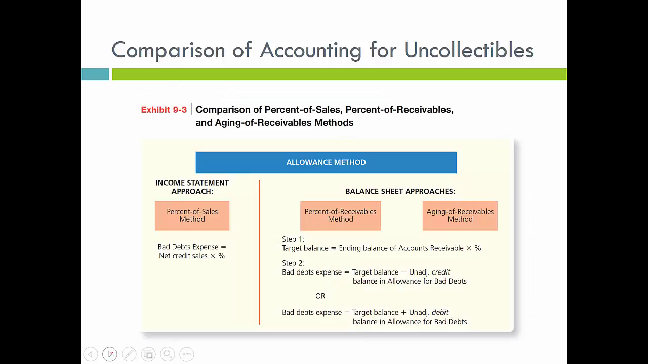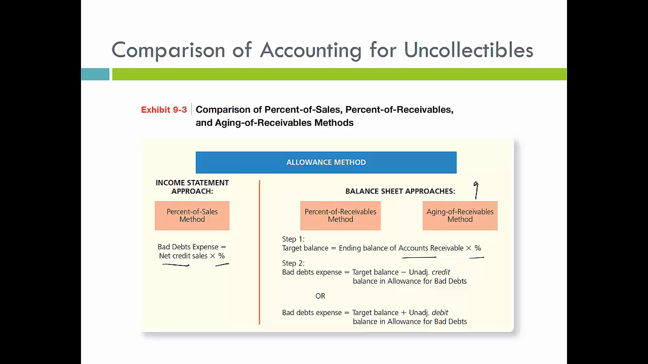And just a comparison of these three methods. If it's the income statement, the percent of sales, all I do is bad debt expense, and the amount of the bad debt expense is just the credit sales times that percent. For the balance sheet approaches, I have to take the accounts receivable balance times the percent to get the target balance, and then compare that to what's in there.